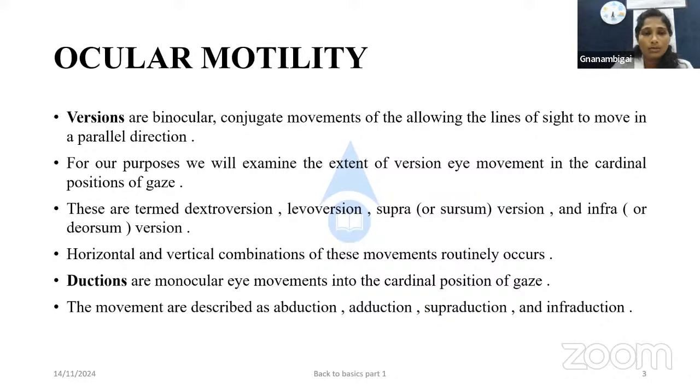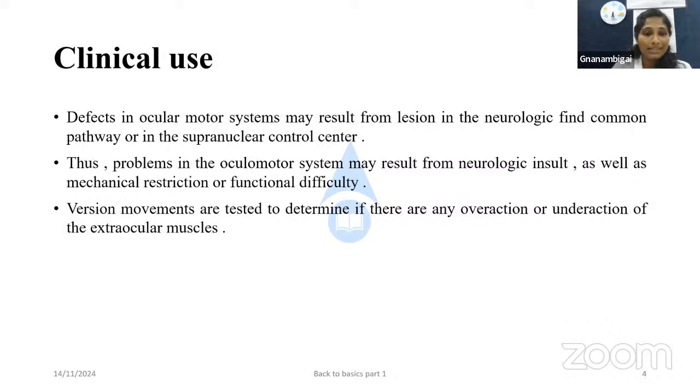What is the clinical use of ocular motility? Defects in the ocular motor system may result from lesions in the neurological pathway or the supranuclear control center.